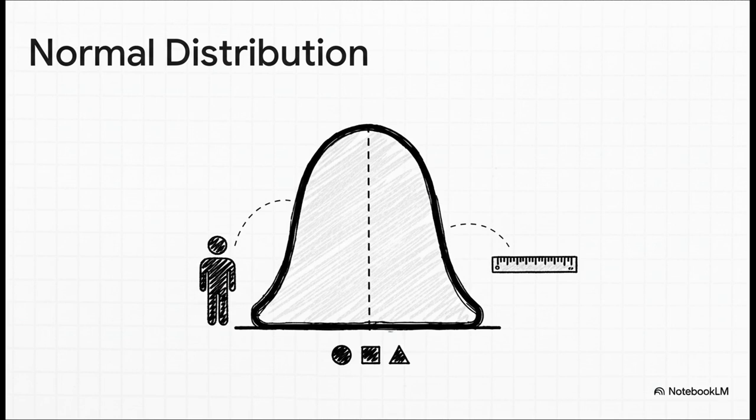This one is the balanced, predictable, symmetrical character. Most of the values are huddled right there in the middle, and the mean, median, and mode are all best friends. They're all in the exact same spot. You see this thing everywhere, in nature, from people's heights to simple measurement errors.